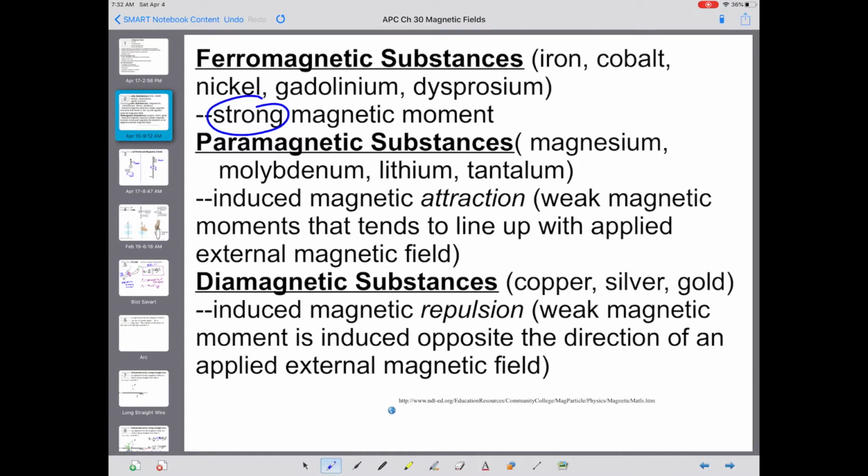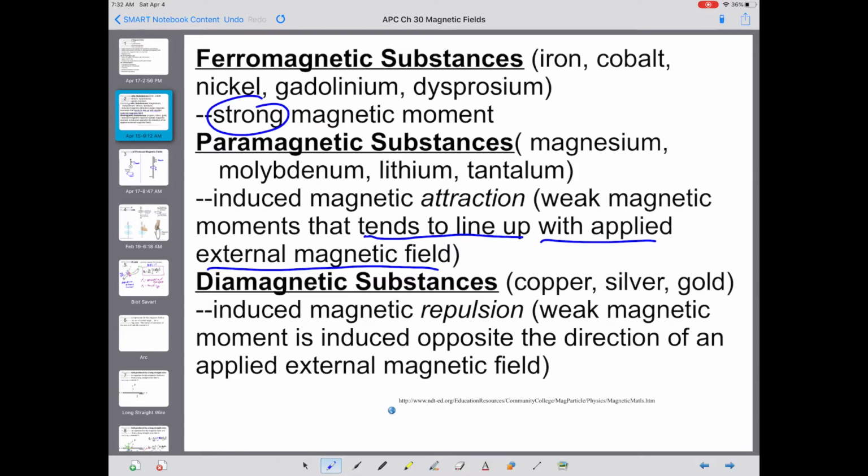Paramagnetic substances are magnetic, but they're weakly magnetic due to the imbalance in motion. Typically these substances show no magnetic properties unless they are in an outside magnetic field. When they're in an outside magnetic field, you will get those weak magnetic moments to line up, and so you will get a weak magnetic response from those substances.